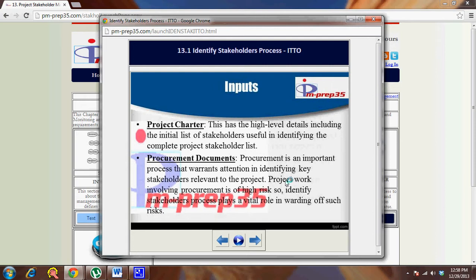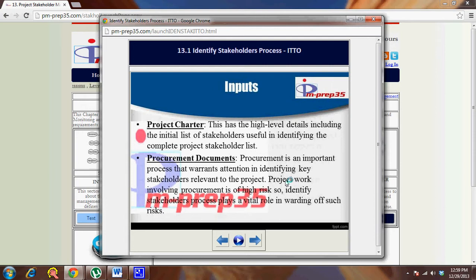So the next important input is procurement documents. You need to understand what this procurement document means here in this context. If the project is a result of procurement from an external organization, that's where the procurement documents are important. For example, an SOW or a contract might be issued by the organization that wants to get the project done. So that's where the procurement documents are really important.